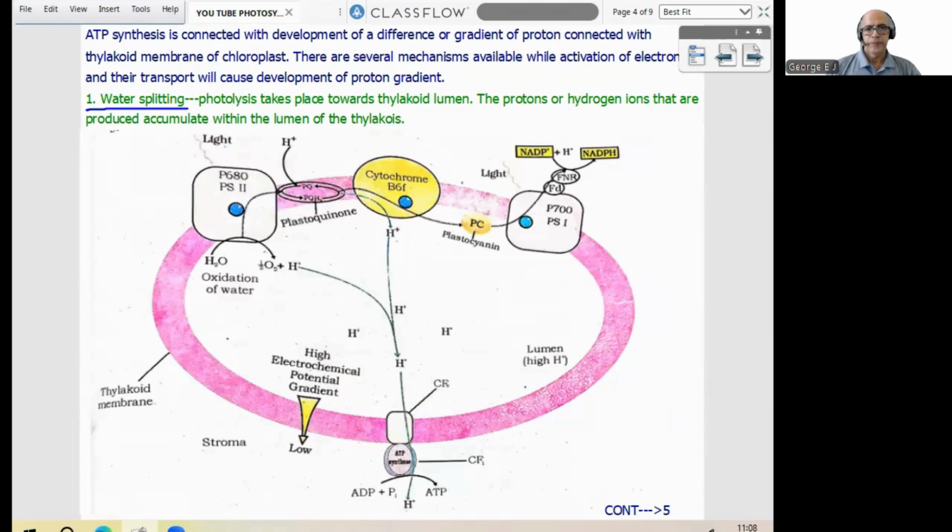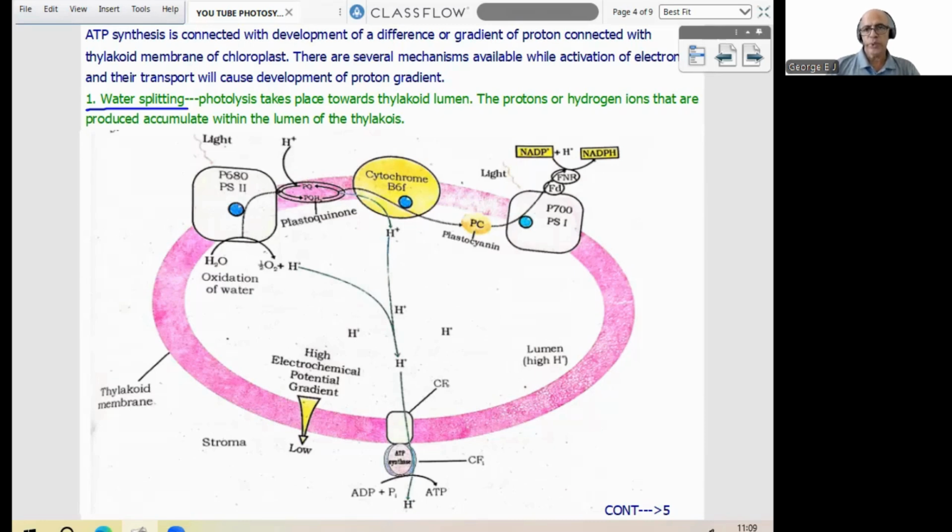Here, ATP synthesis is connected with development of a difference or gradient of protons. Gradient means difference. One side it is more, other side it is less. Connected with the thylakoid membrane. A semipermeable membrane of the chloroplast should be there. And there are several mechanisms while activation of electrons and the transport will cause development of a proton gradient. So a proton gradient should be produced. Two areas, one side more protons, other side fewer protons.